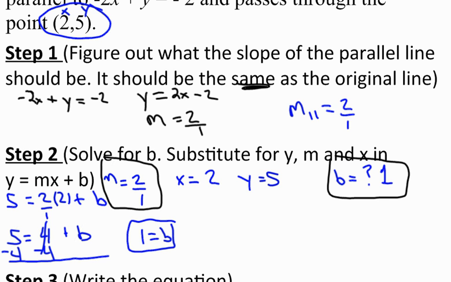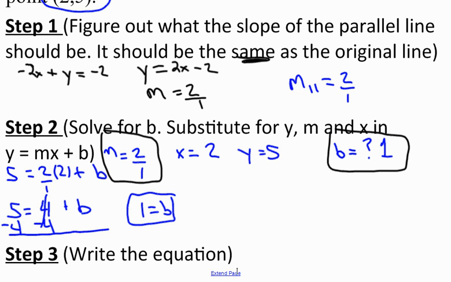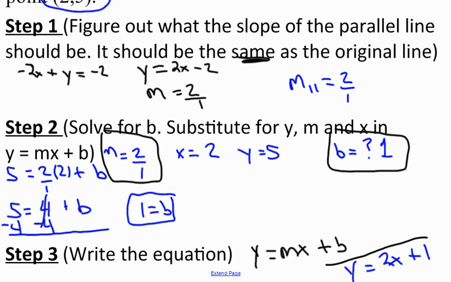So our last step is to write the equation of the new line. It's going to be y equals mx plus b. So we have to substitute for m and for b. So we get y equals 2x plus 1. And that is our final answer. And if you look back, that was the same answer that we got when we did it graphically.